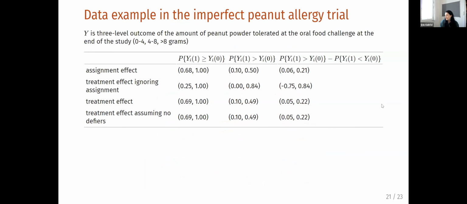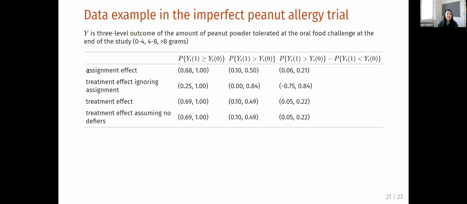So back to that peanut example that we've used in a number of papers. Here we've used our outcome, y, with 3 levels, which is the amount of peanut powder you tolerated during the oral food challenge. So it's either 0 to 4, meaning you had an immediate reaction, or a small amount of peanut powder caused you a reaction. This is like a moderate amount. And then above 8 grams, you basically didn't have a reaction, or it took a large amount of peanut butter for you to have one.